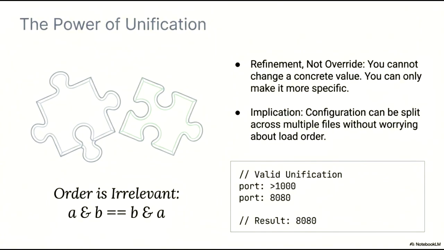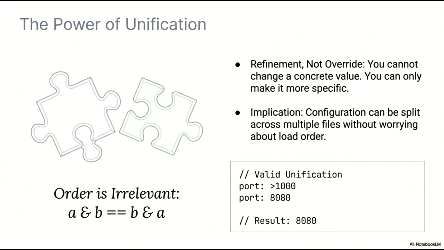The first key principle to understand is refinement, not override. In this model, you cannot change a concrete value once it has been established. You can only provide additional details to make it more specific. This leads to a significant practical benefit. Configuration can be split across multiple files, modules, or environments without ever worrying about load order. The final result will remain identical regardless of which part is processed first.